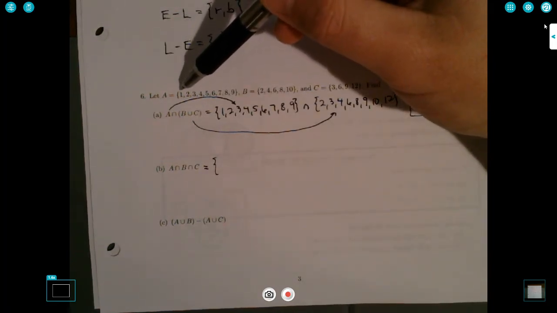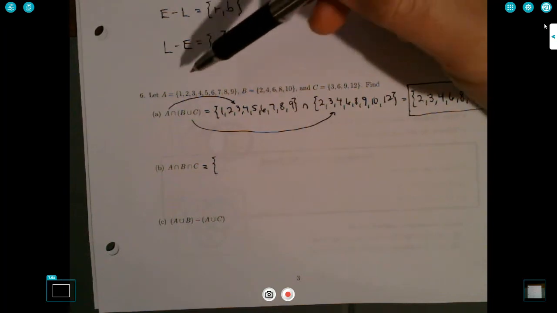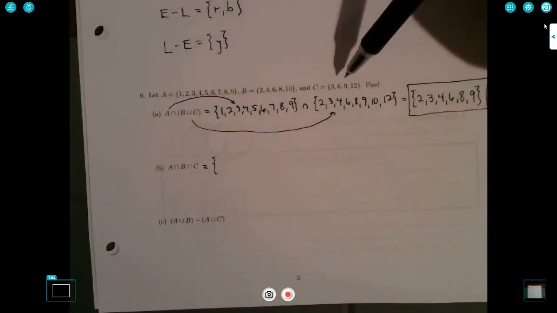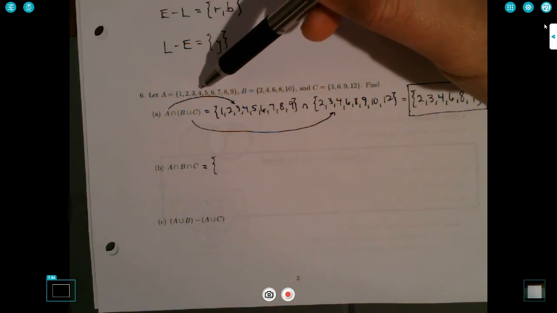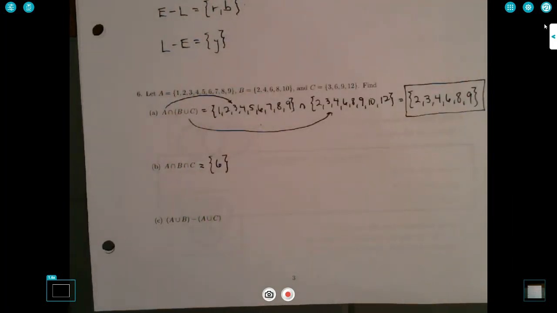So 1 is not going to be in there because 1 is in A but it's not in the other two. 2 is in A and B but it's not in C. 3 is in A and C but it's not in B. 4 won't be in there because it's not in C. 5 won't be in there because it's not in B or C. 6 will be in there, right? 6 is in A, 6 is in B, 6 is in C. So 6 is in the intersection of those three sets. 7's not in there, 8's not in there, 9's not in there. So only 6 is in the intersection.